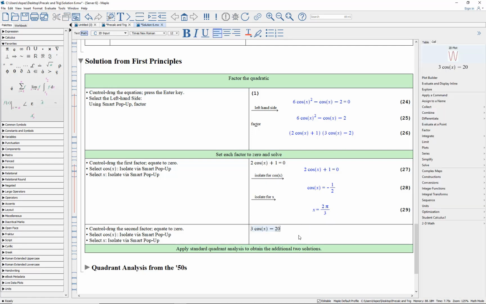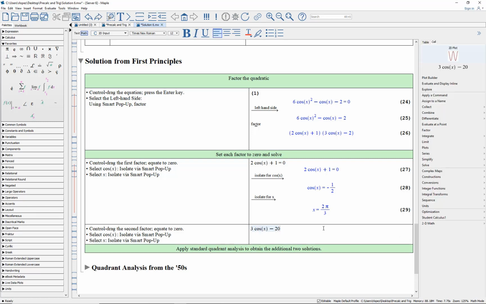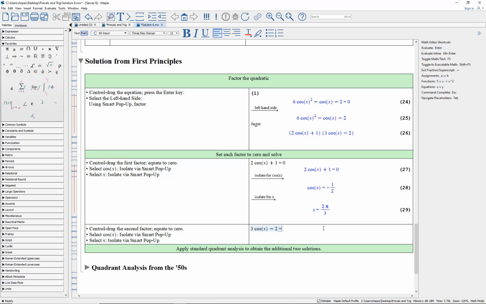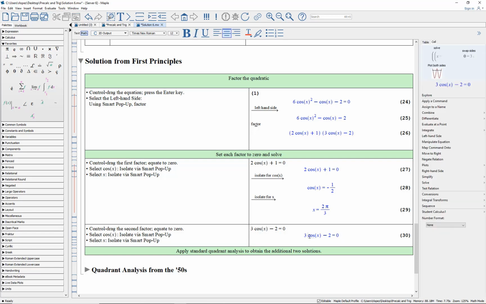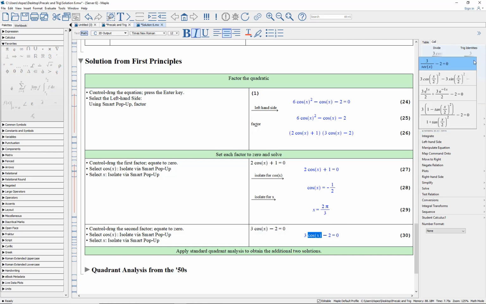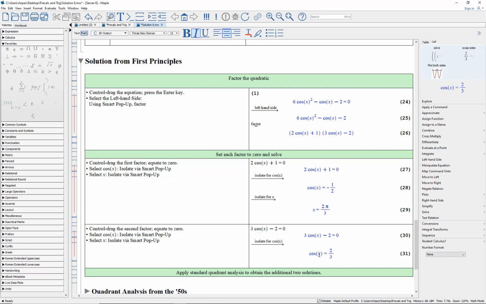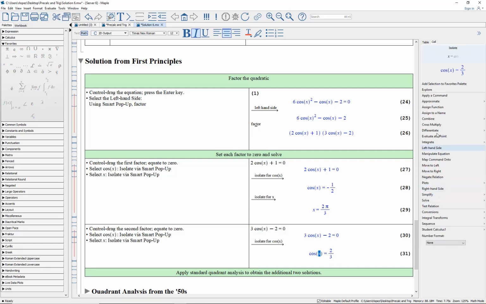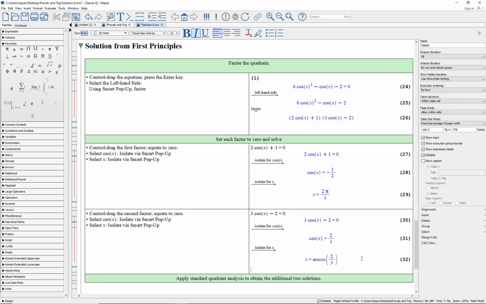Set it equal to 0. Oh, I didn't quite do that properly. I didn't put an equal sign in there. And you can see how it's easier to edit than it is to start erasing and crossing out on a piece of paper. So again, I'm going to isolate the cosine, and then I'm going to isolate the x. And I get the second solution.